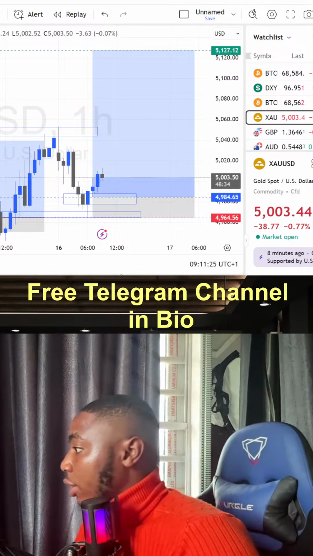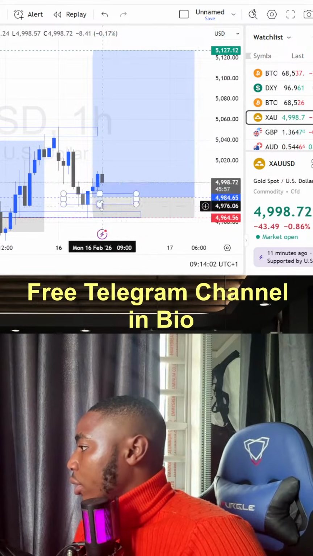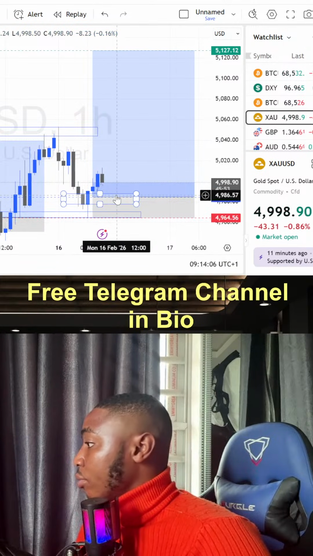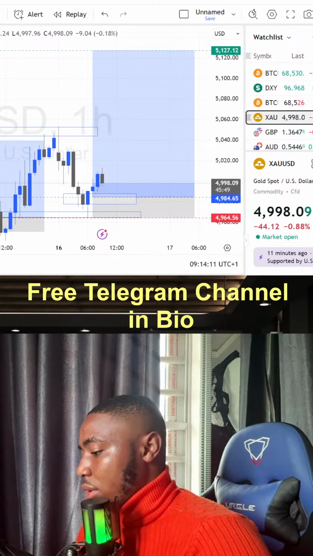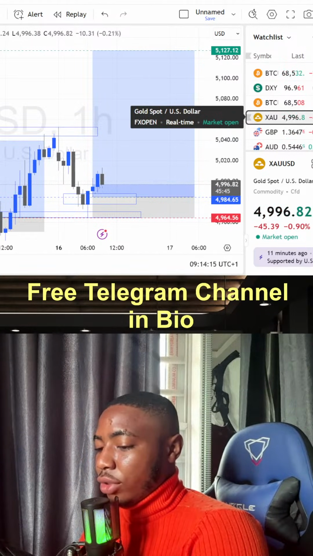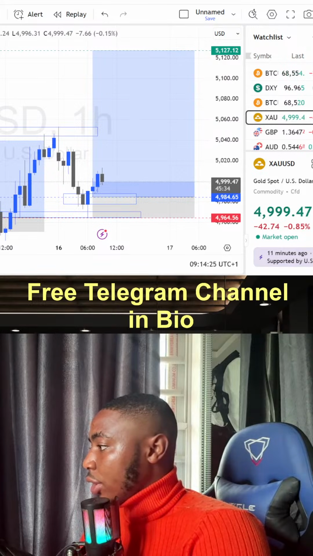Someone was saying Valentine has come and passed and no love from the markets. So gold is heading back to my entry zone. My entry is still valid for re-entry. My zone is still valid for re-entry. That's what I mean, sorry. So let's see how it goes.